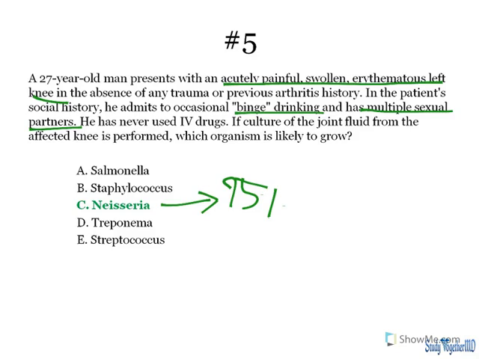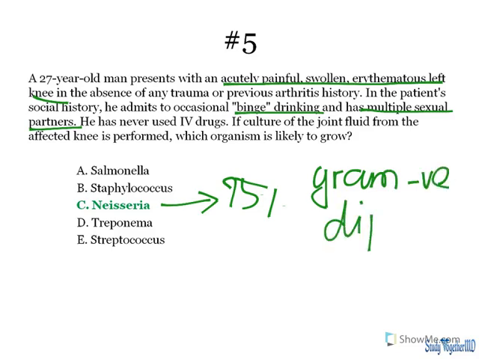All right. Another question it could be asked about is just like in this one, okay? So a joint void from the affected knee is performed. What do you see? So it's going to be gram negative diplococcus. All right? So make sure you memorize those.